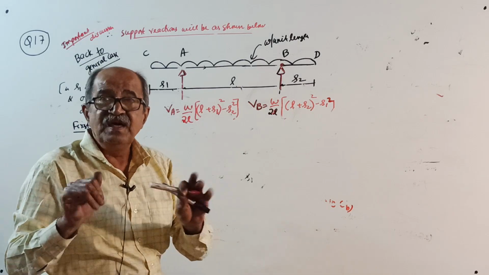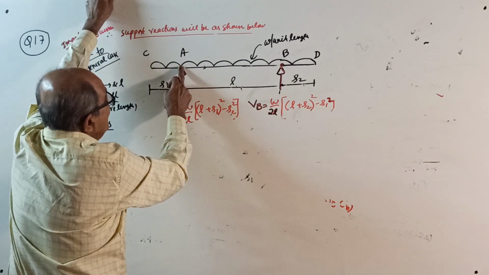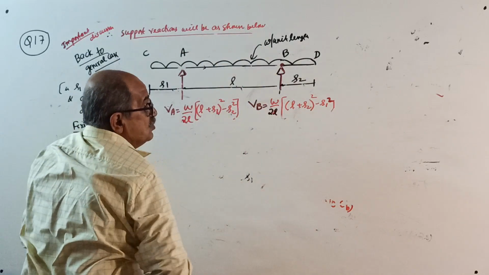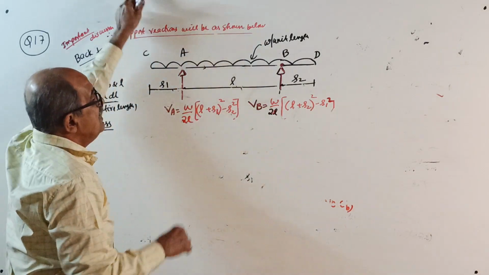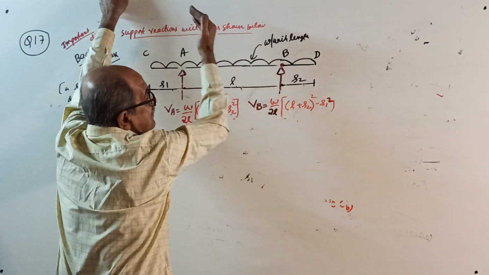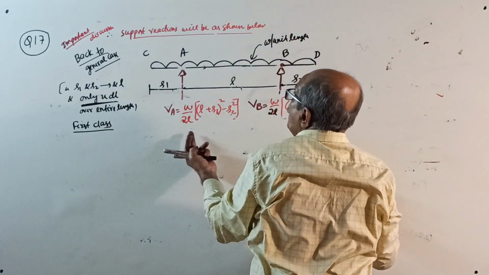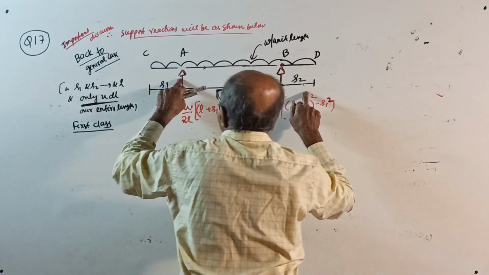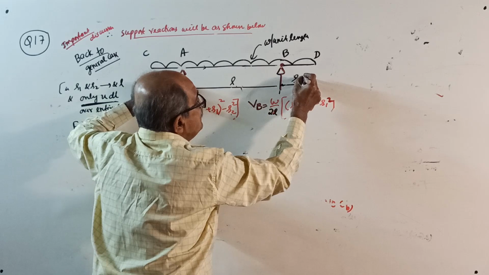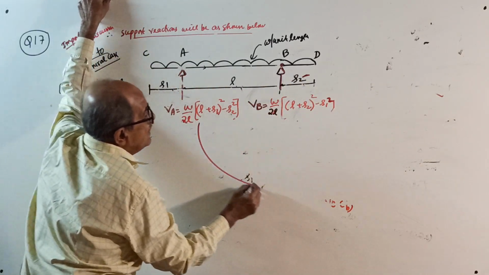Or in further simple language, see here, load from C to A and A to B will press the support A down. So reaction comes up. But load on BD will lift support A. See, load here will lift the support A. So when you want to discuss VA, it's 0 or negative depending on this value. See, so your VA is connected with S2.